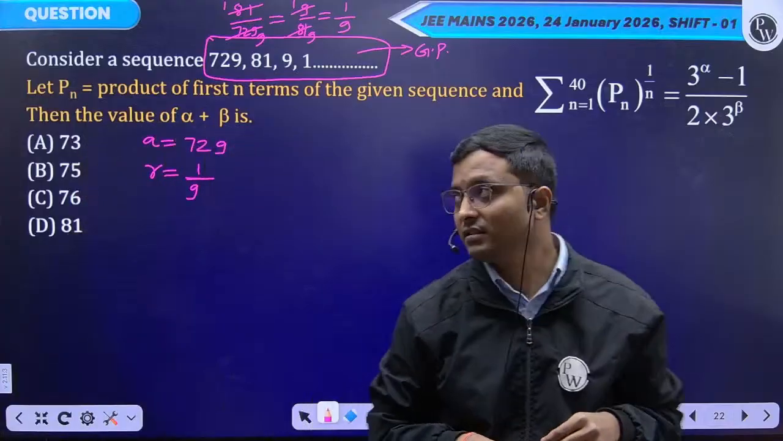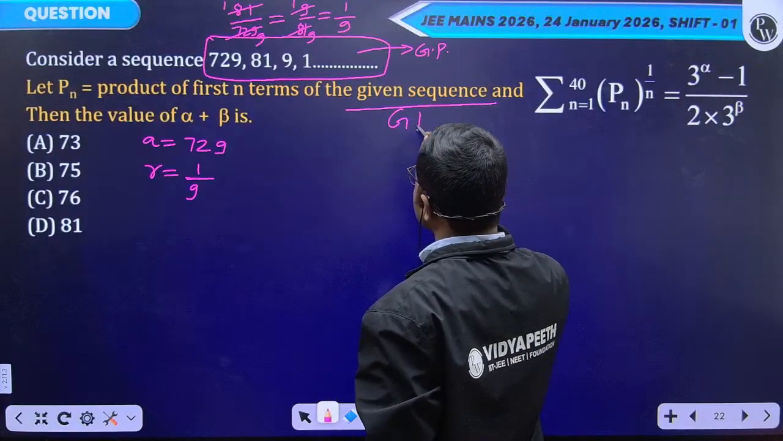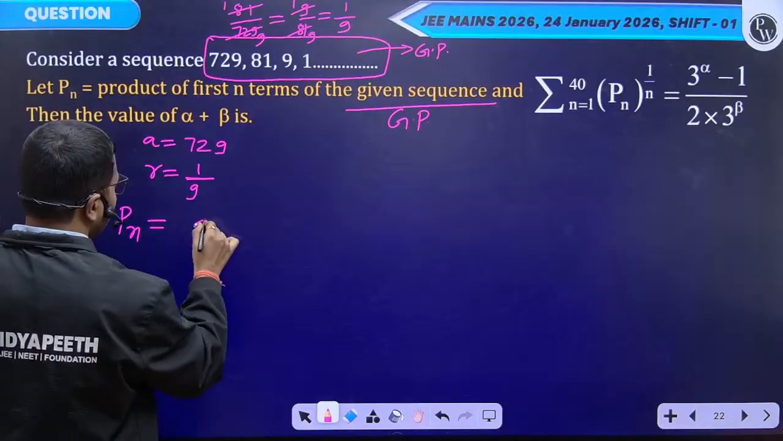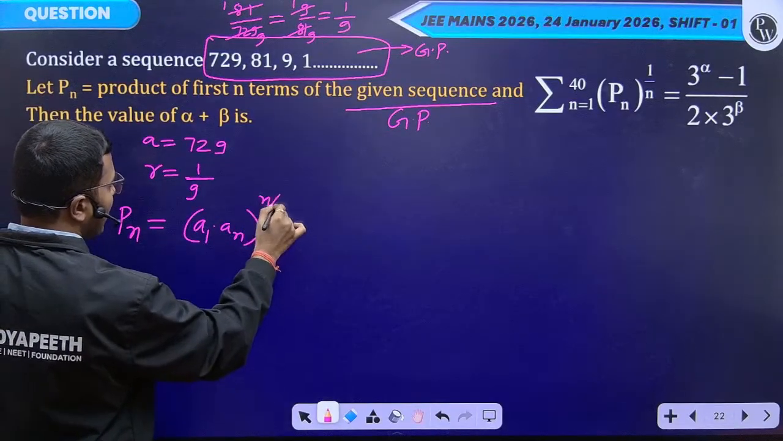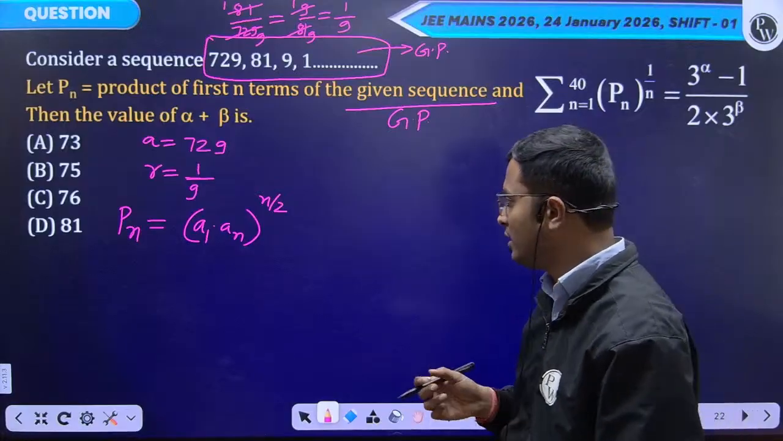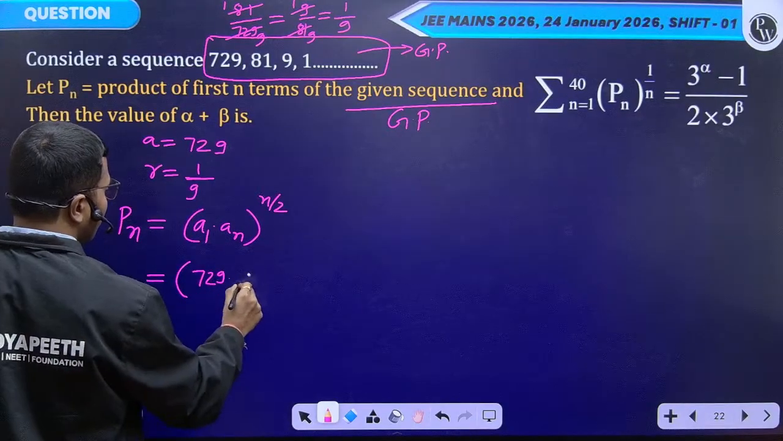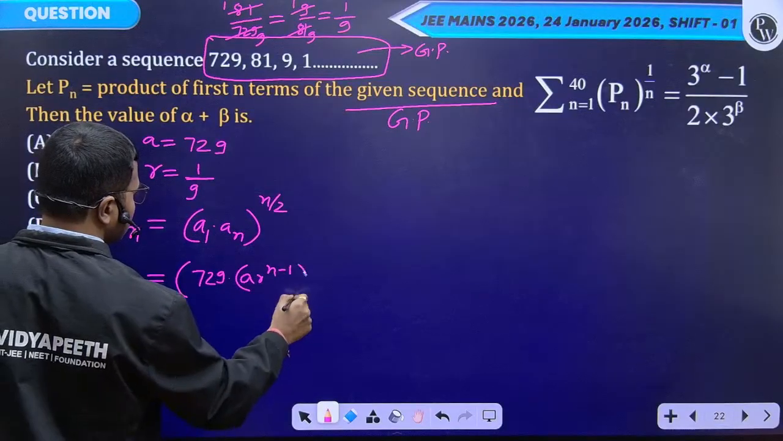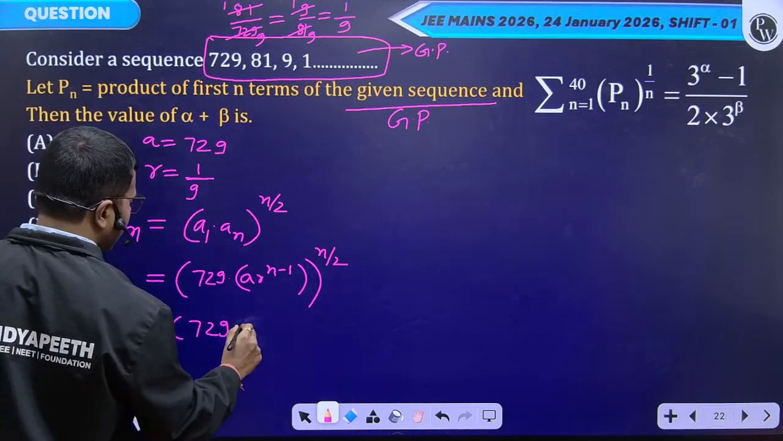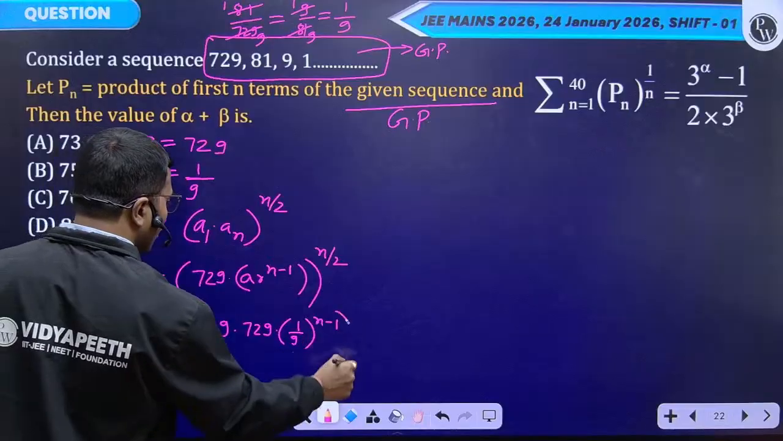Okay. Next, Pn, product of first n terms of the given sequence. Given sequence means we have already decided it is a geometric progression. Pn, product of first n terms of a GP. Again this is a formula, a1 into an whole power n by 2. You must remember this formula, product of the first n terms of a GP. Okay. So this is equal to a1 value we know 729, an we know the formula a r power n minus 1, whole power n by 2. 729 into, a is already we have written, again write 729, r is 1 by 9 whole power n minus 1, whole power n by 2.